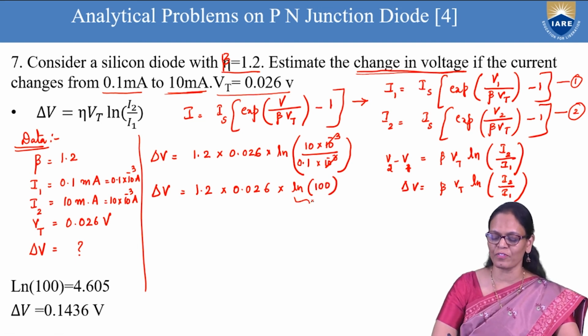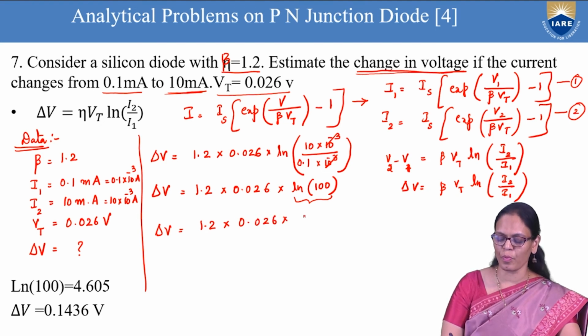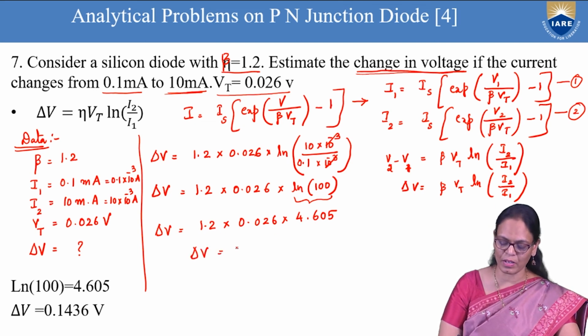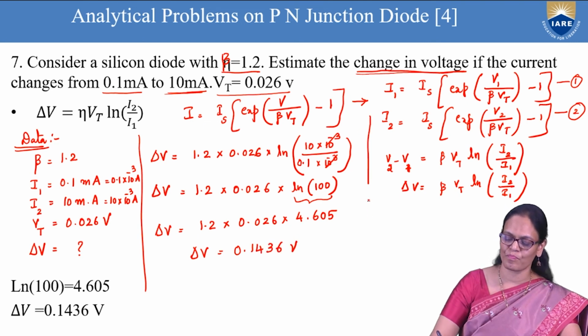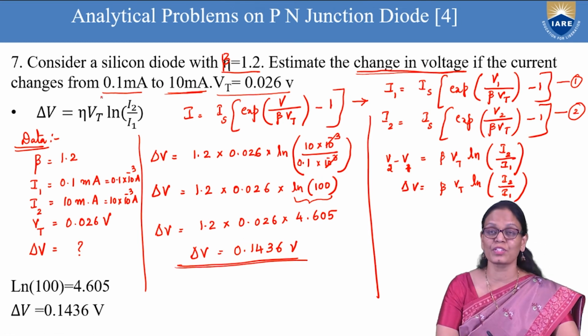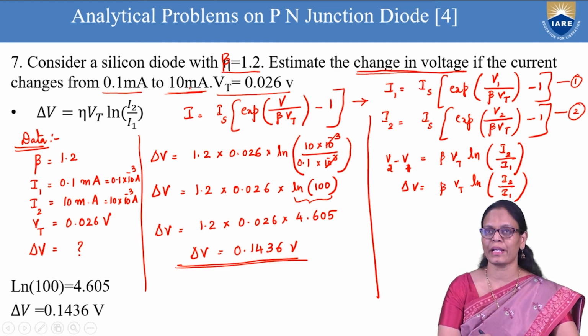And we can get the value of ln 100 using our calculator, and that comes out to be 4.605. The value of ln 100 is 4.605. Now you simply multiply, you get delta V is equal to 0.1436 volts. So this is the change in voltage which brings out a change in current from 0.1 milliampere to 10 milliampere.